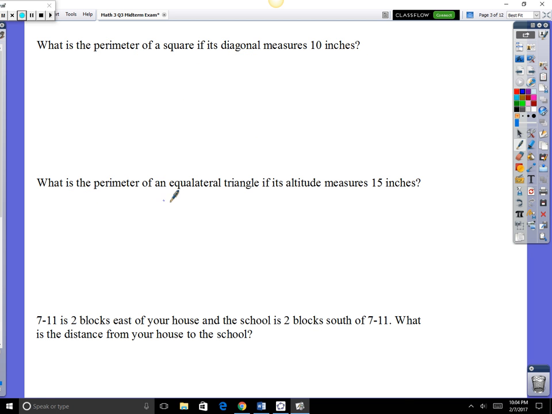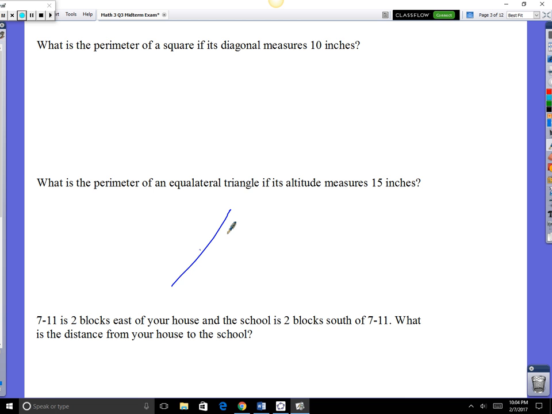Okay, the middle one. What's the perimeter of an equilateral triangle? So all three sides are the same. The altitude is 15 inches, so that is 15. It's 15 tall. So now we're going to work backwards to the shorty. And from the shorty to the middle, you times it by square root of 3. So we're going to undo times square root of 3.